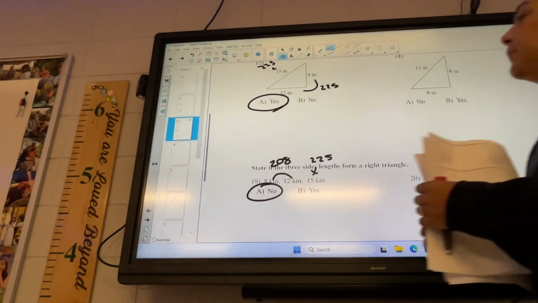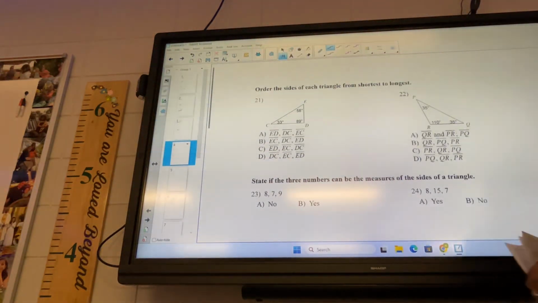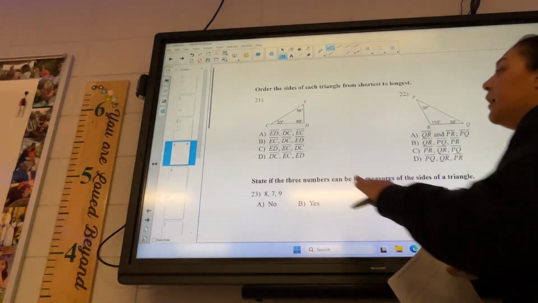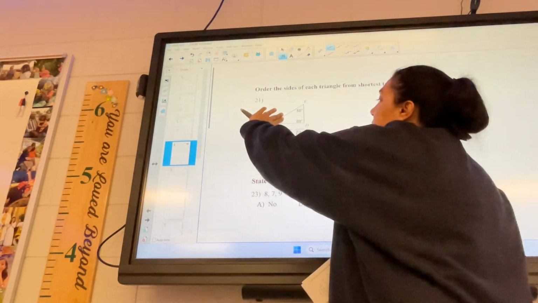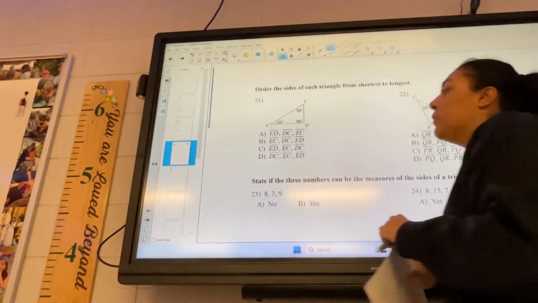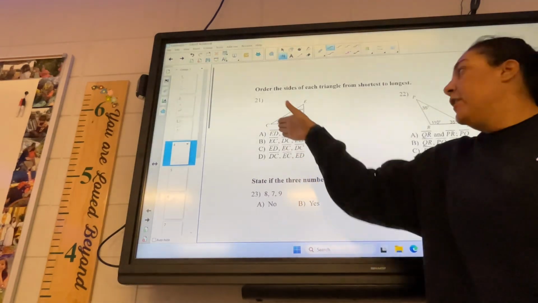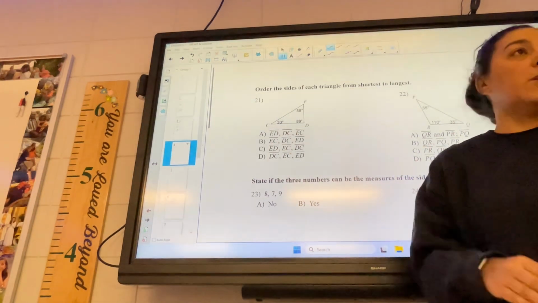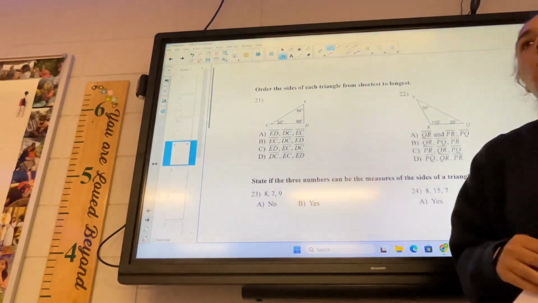Okay, 21. We need to order these from shortest to longest. Which one is the shortest? 33. So if we would cover that up, what two letters are left? ED. So take a second and look. Which one does not start with ED, and then cross that off? Okay? So what could you cross off?